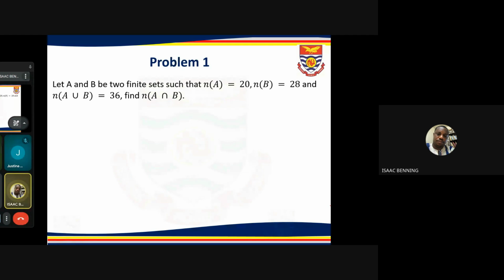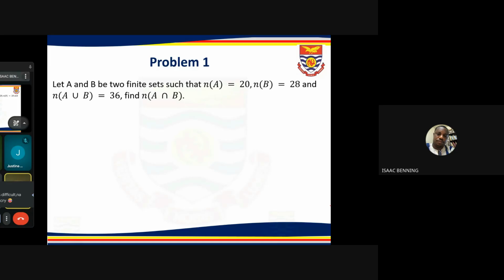So having gone through the proof, now let us solve problems. Let A and B be two finite sets such that number of A is equal to 20, number of B is equal to 28, number of A union B is equal to 36. Find number of A intersection B.